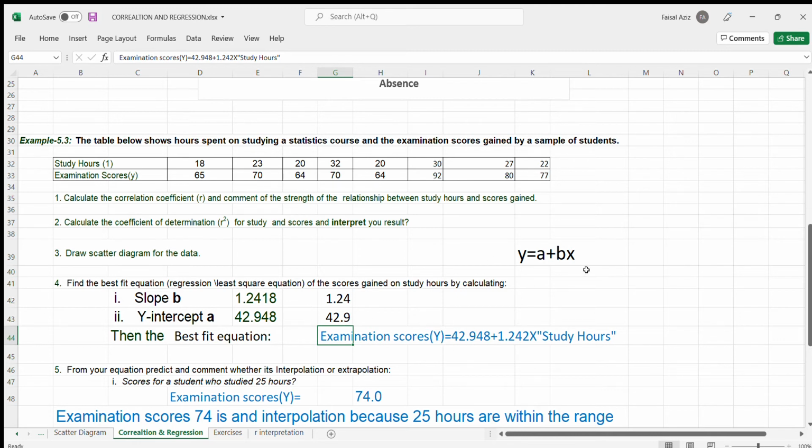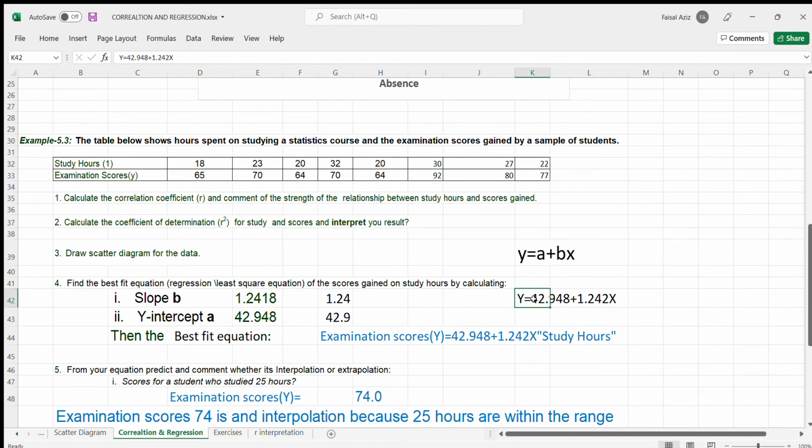When it comes to the least square equation or best fit equation, we have this. I will put these values into this given reference equation. So I'm just going to write y is equal to a, which is the intercept. So the intercept I can put as 42.948 plus the slope, which is 1.242, and then multiply by x. So this is what is called the best fit line.